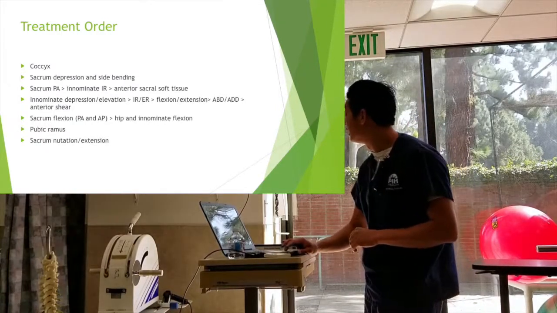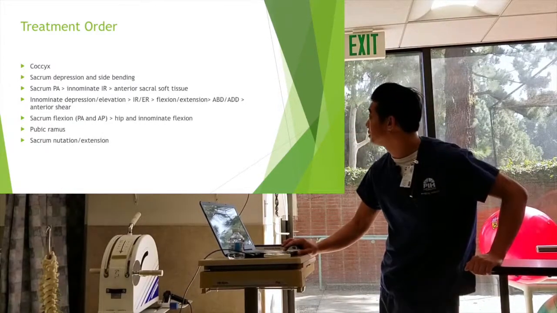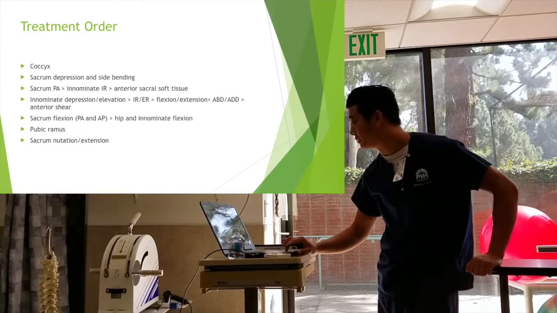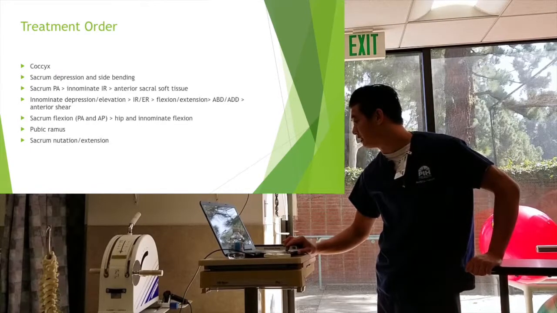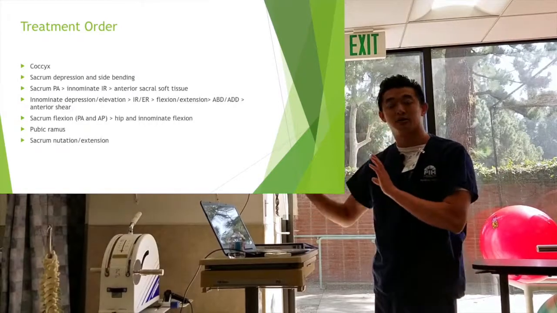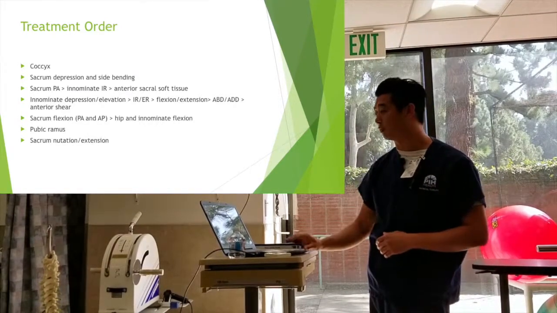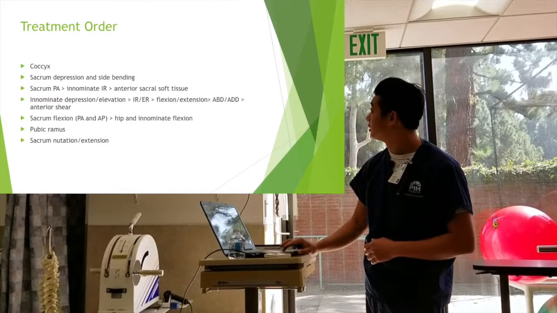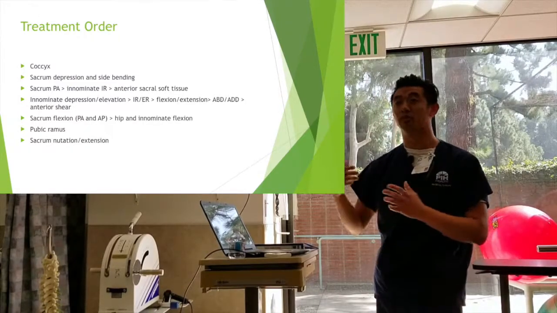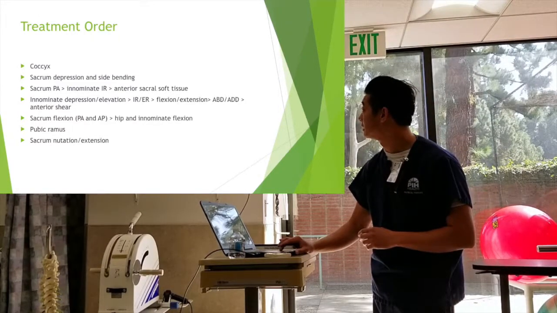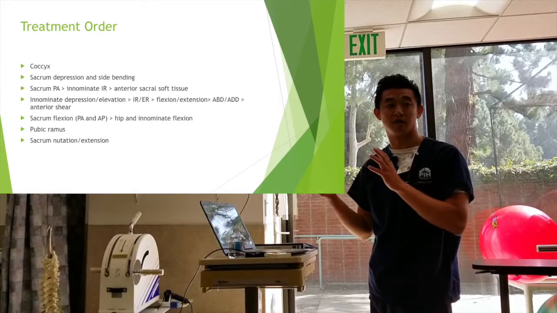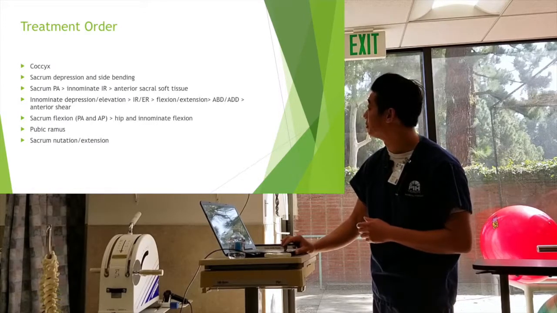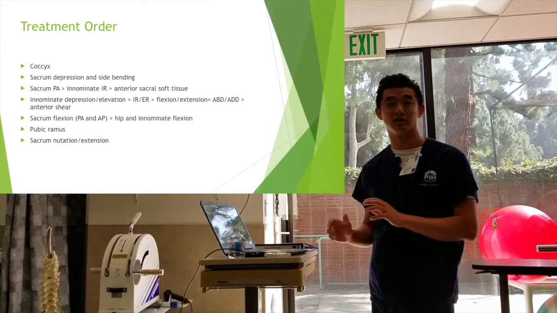All right, so the stuff that we'll be going through today is mostly just sacrum and coccyx type of stuff here. Sacrum PA, sacrum or innominate IR, anterior sacral soft tissue. This is the treatment order they recommend for you to sequentially go through, because per their description, this stuff affects the most other structures. Versus sacrum nutation extension, this does not affect so many structures. It's a thing that always moves around so much.